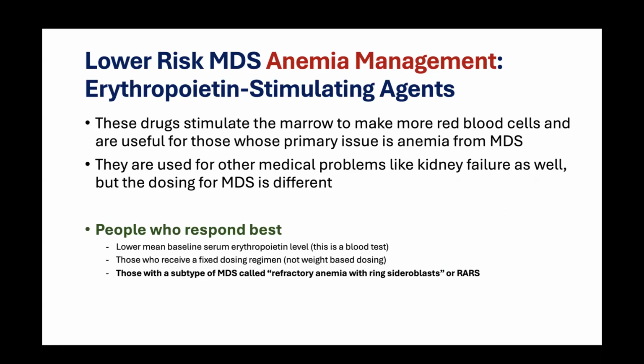And then the key issue is here, they are used frequently in patients with kidney disease, but for a disease like MDS, the dosing is different, where it's a fixed dose that's generally higher than the dosing used for other disorders. And even in tests as old as these ones, we've found who responds best and who will respond less, right? And one of the factors is actually people who have a subtype of MDS called refractory anemia with ring sideroblasts. And this type of disease actually has more commonly mutations in something called SF3B1, which you've heard me mention a few times.